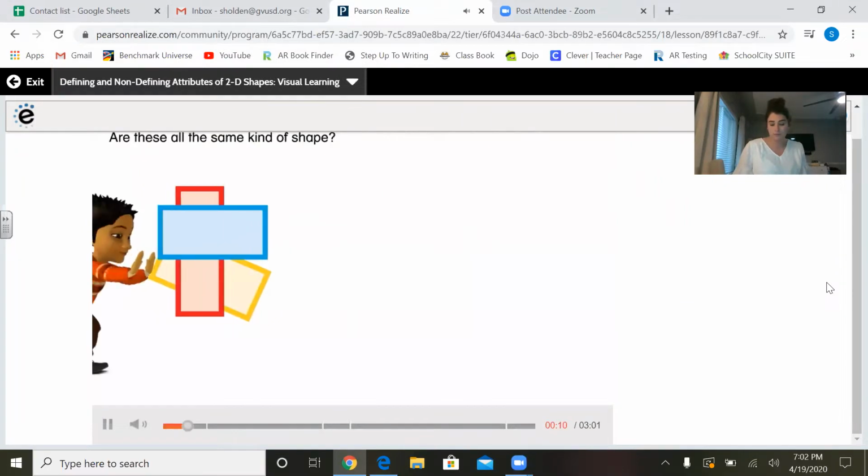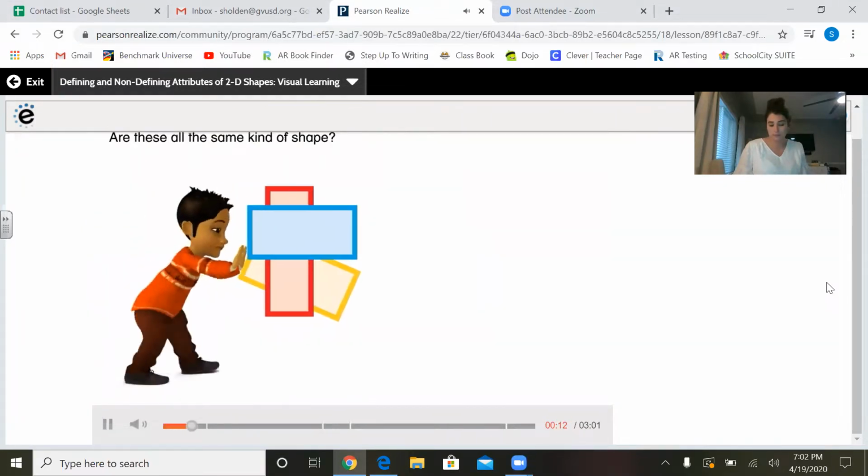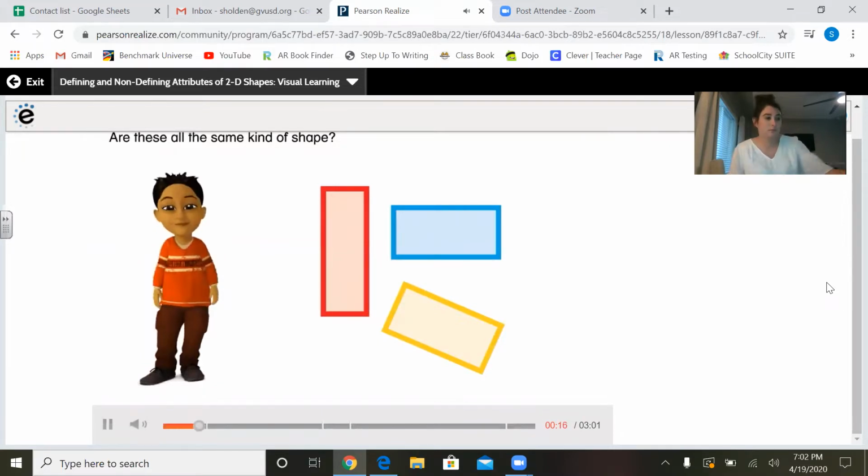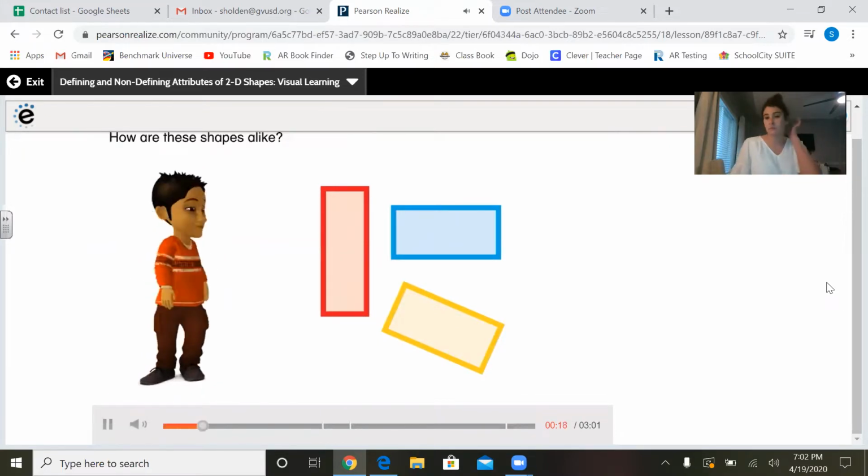Are these all the same kind of shape? Let's find out. How are these shapes alike? Think about it. How are these shapes similar?